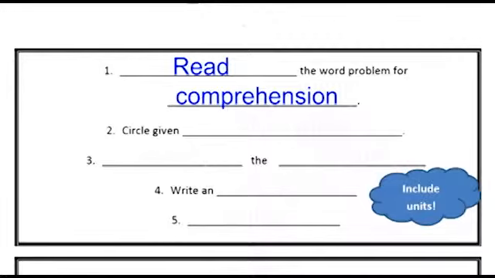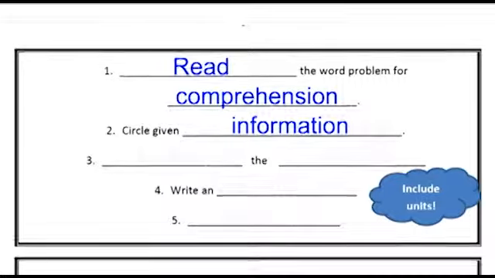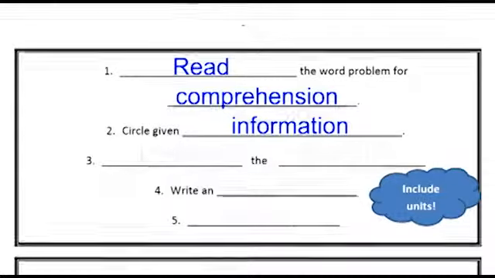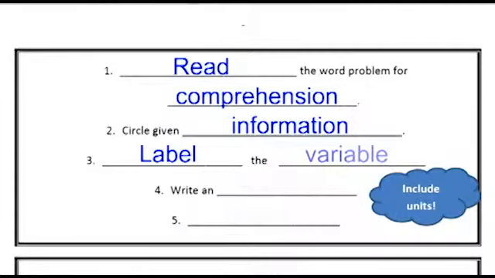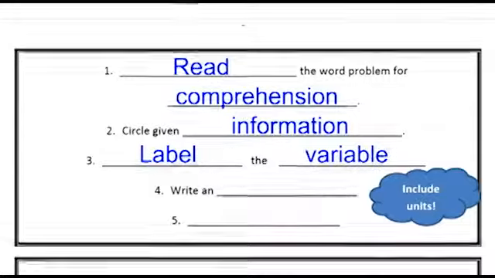Circle the given information. A lot of students just jump to this step. That does not help you find the operation. It just helps you find the numbers that you're using. You make a lot of assumptions if you jump to step 2. Then you're going to label the variable. We often find the variable hidden in the actual final question of the word problem.